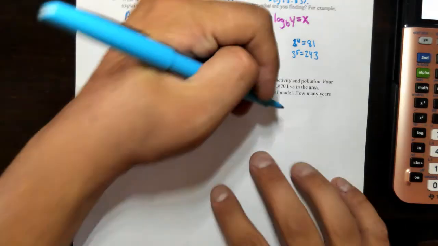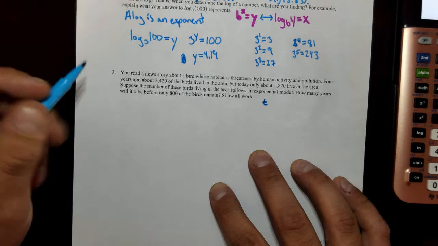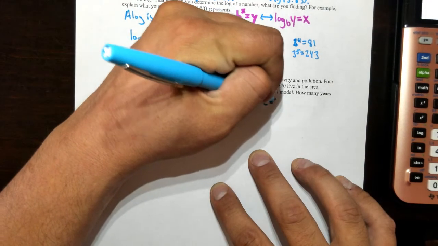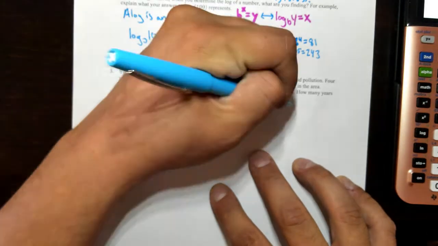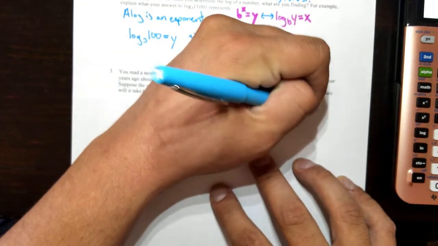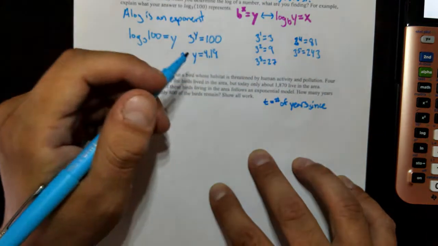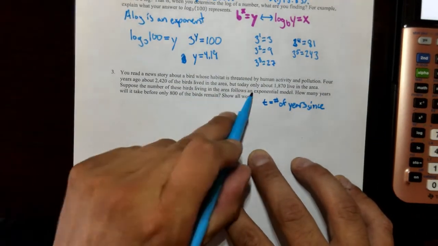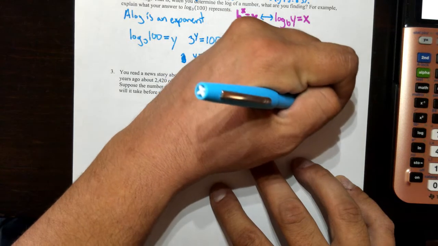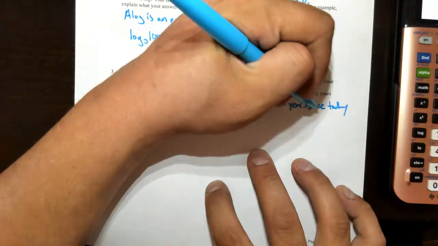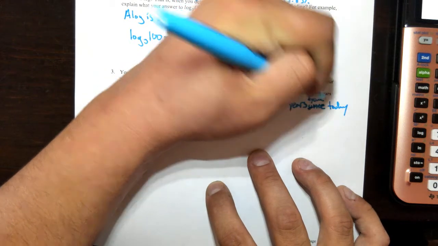Let's start off. I'll label my t value. I'll be using t instead of an x here. It's going to be the number of years from today. I should have said from today, but oh well. So number of years from today.